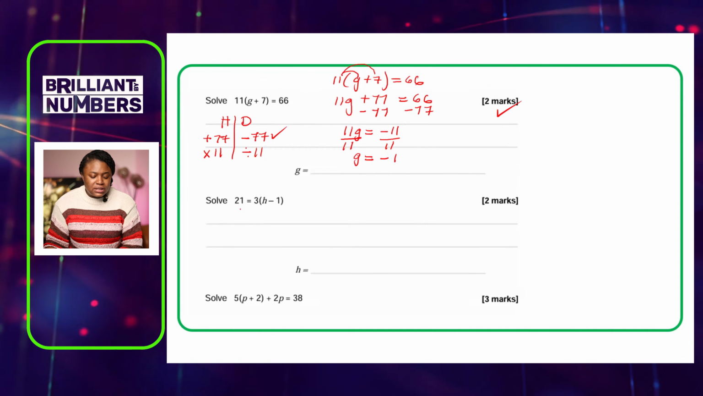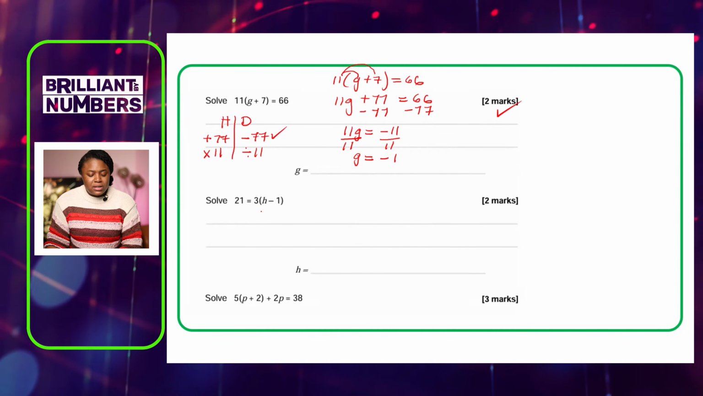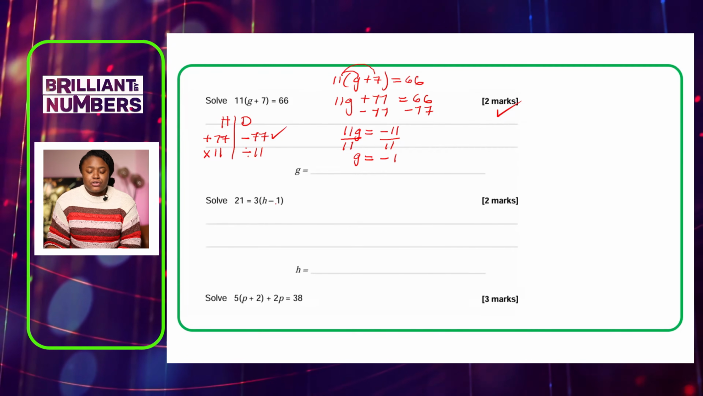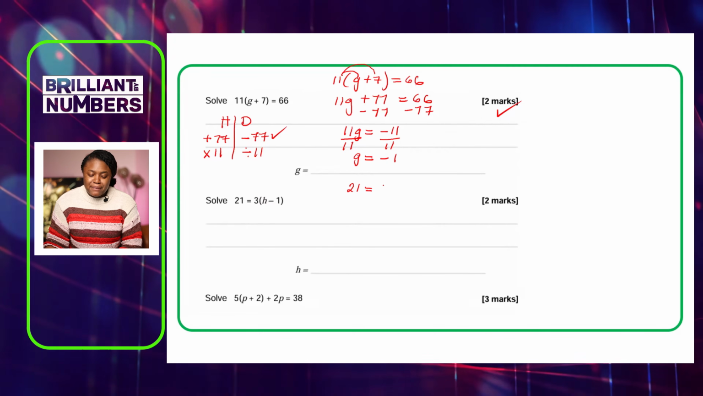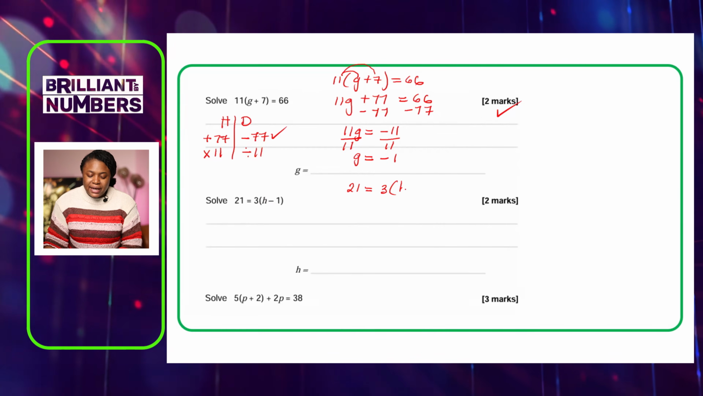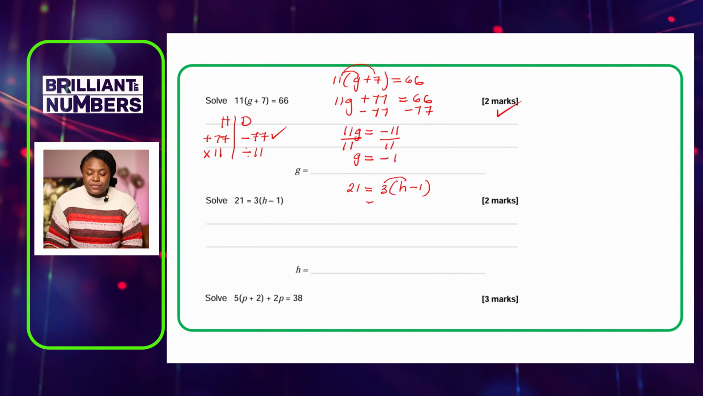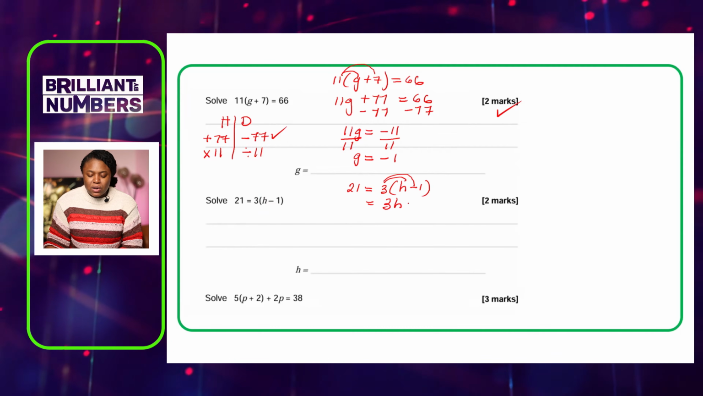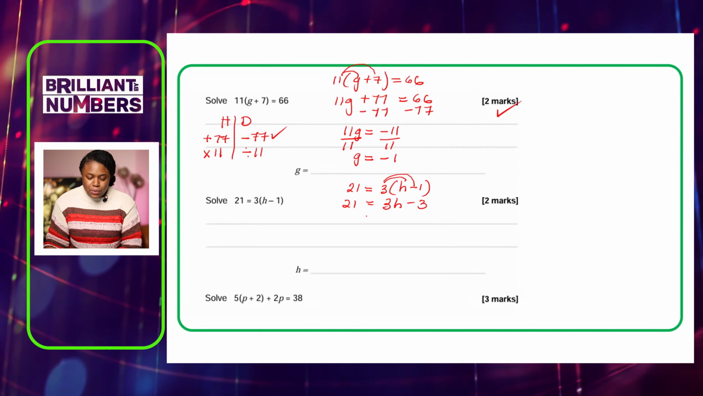I then move on to the next question, where we're told that 21 is equal to 3 bracket h minus 1, and we're asked to solve. So like I always do, I'm going to rewrite my question. So h minus 1. So I'm going to expand my bracket. So 3 times h is 3h, and 3 times minus 1 is minus 3. And that's equal to 21.